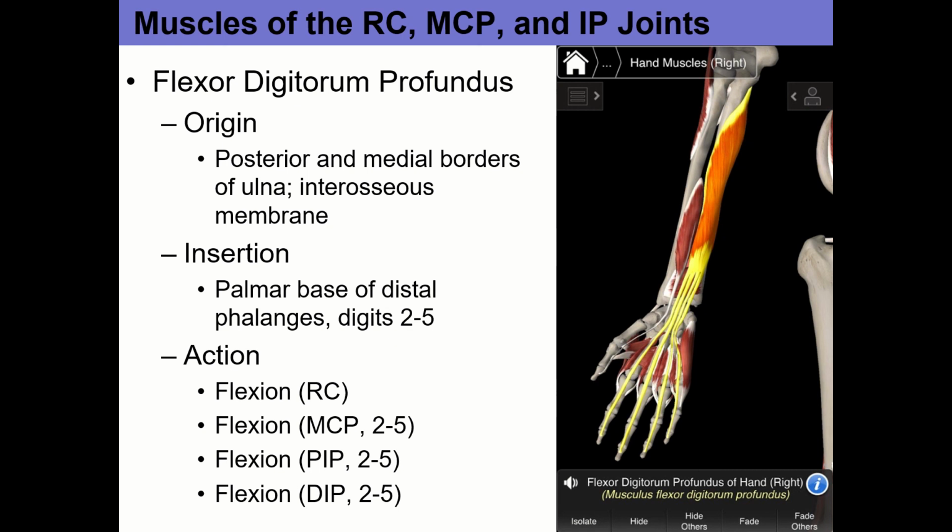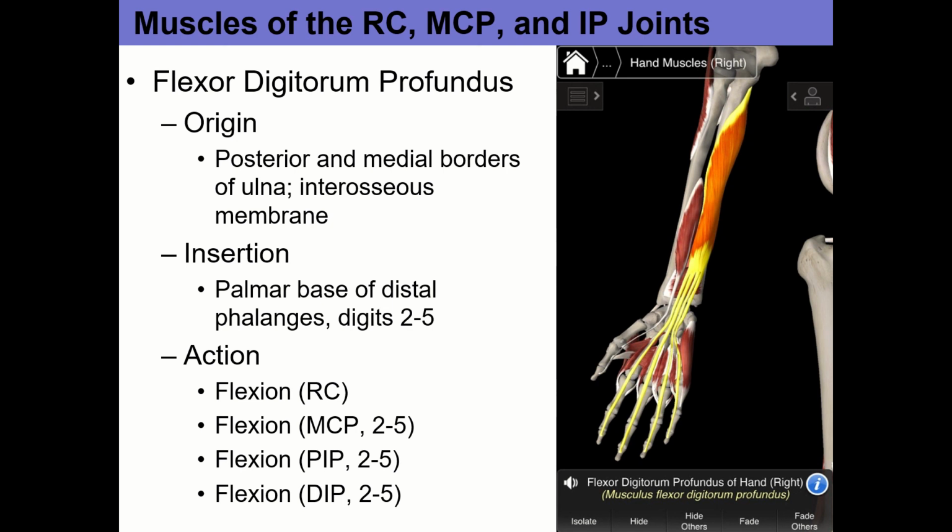So profundus, a few differences between it and superficialis. One, it doesn't originate above the elbow, and in fact, it originates along the ulna. So you can see the posterior and medial borders of the ulna and the interosseous membrane. And then it's going to insert on the distal phalanges of digits 3 through 5. So flexor digitorum profundus then is going to cause flexion at the radiocarpal joint, flexion at the MCP joints, PIP joints, and the DIP joints.